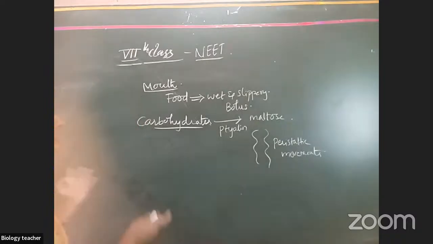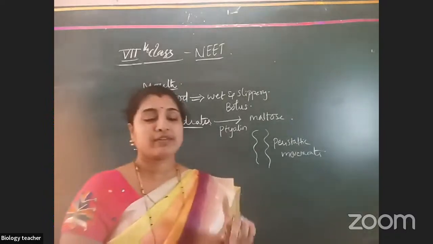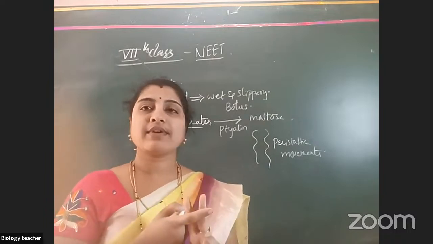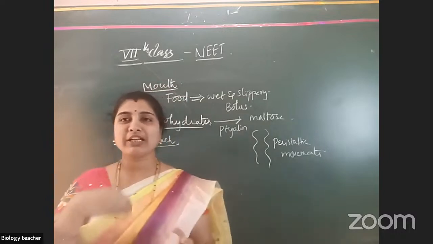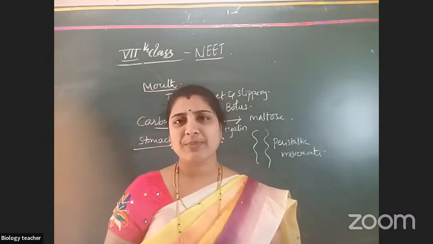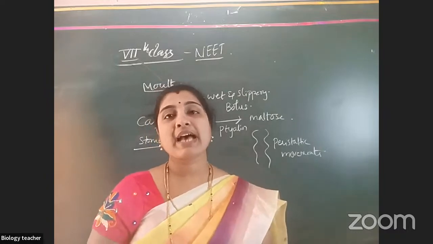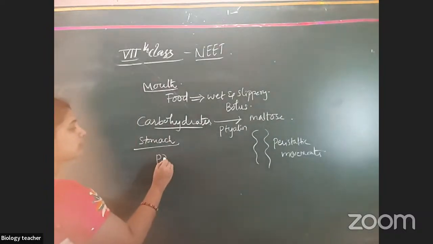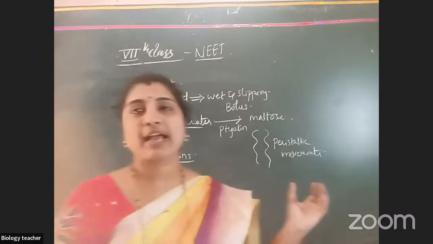After that, it reaches where? To the stomach. The stomach contains two things. One is HCl, released from the stomach wall, and another is gastric juice. HCl will kill the germs. We are eating food, and sometimes germs and waste metals are present in it. They are dissolved by the HCl. And gastric juice will act on proteins in the stomach.